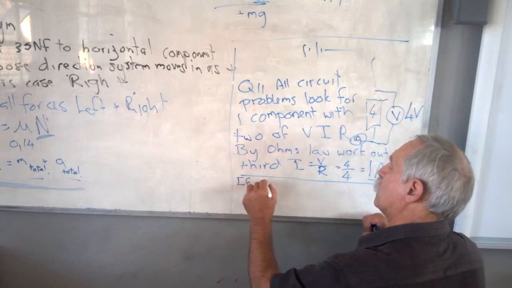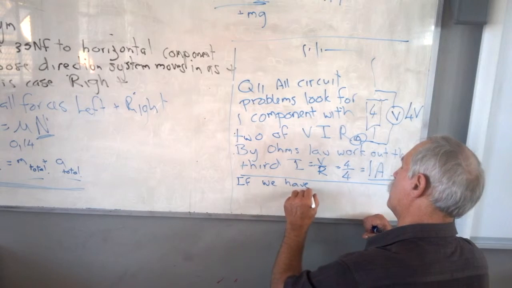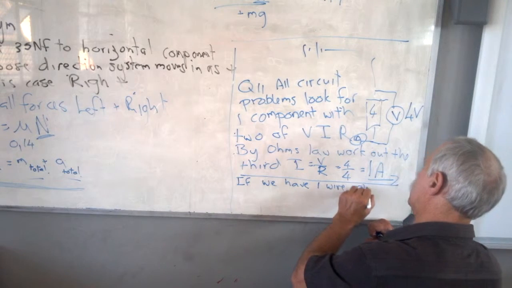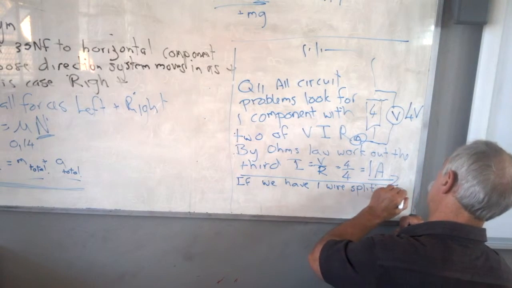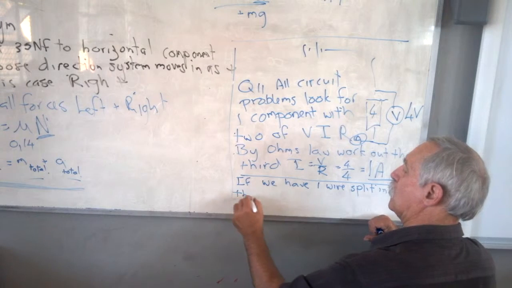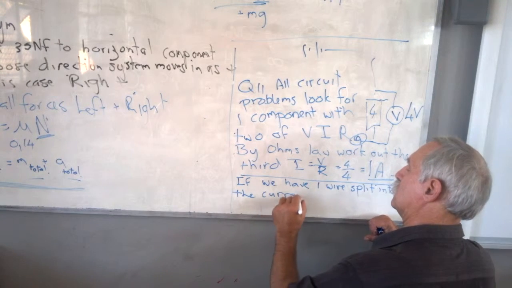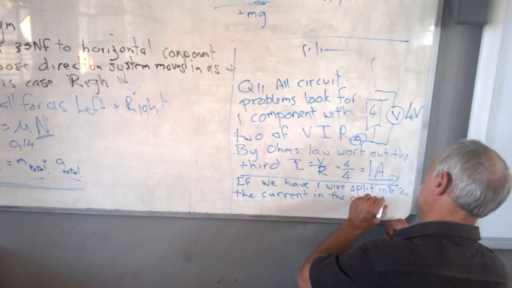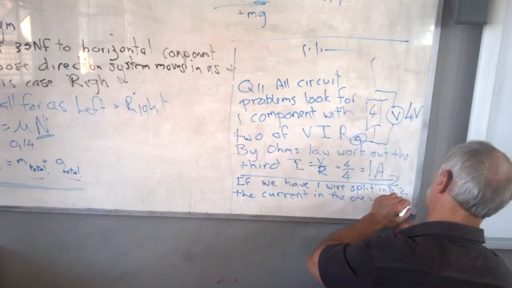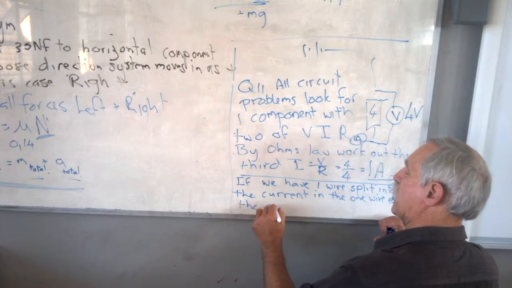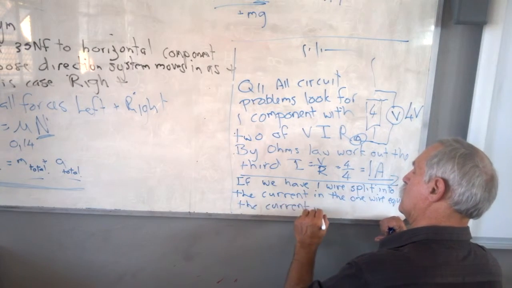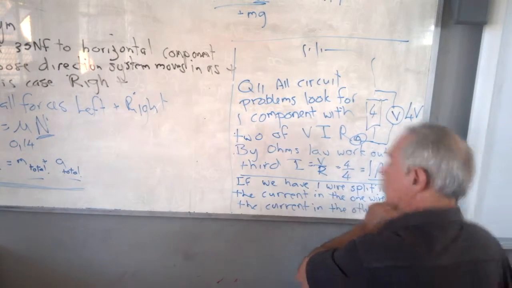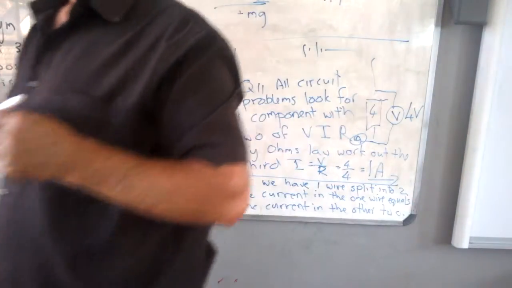If we have one wire split into two, the current in the one wire equals the current in the other two. Have you got that written down?